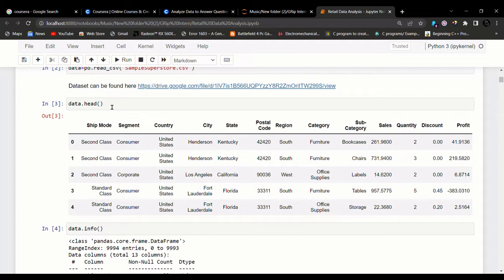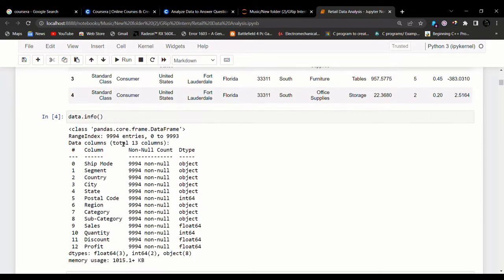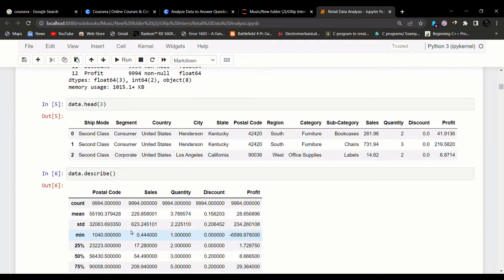Here I have used the function head, which displays the first 4 rows of the data. As you can see, there are 13 columns: ship mode, segment, country, city, state, postal code, region, category, subcategory, sales, quantity, discount, profit. And here is the info of the data, which displays all the information about the data. As you can see, 13 columns and 9894 entries.